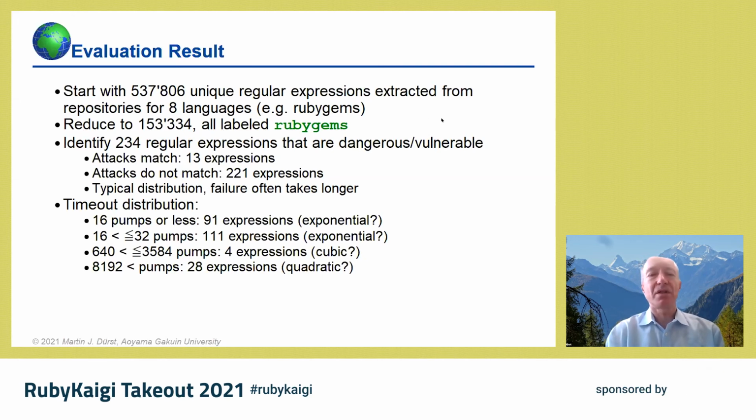Well, overall, I started with data on 500,000 unique regular expressions from 8 different languages that I downloaded. I extracted just the ones that were found in RubyGems. This gives 150,000. And then of these, 234 regular expressions were dangerous or vulnerable. And the number of pumps to make them timeout, most of them were very low. Some of them were higher, like 10,000 or so. Also, most of them failed. It's easier to construct something that is slow and fails because it tries all kinds of things and never finds something, so it has to work on them.